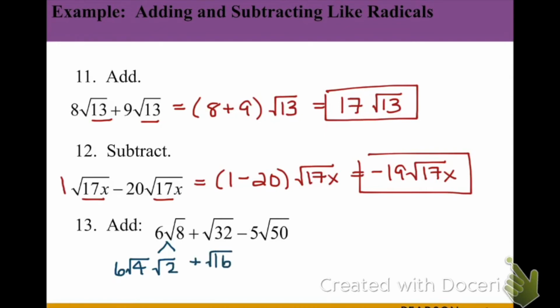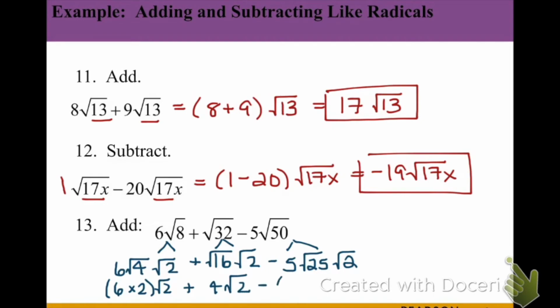Square root 32 breaks down to square root 16 times square root 2. And the minus 5, we can break down that square root 50 into 25 times 2, leaving us with those that we can then simplify. So for example, in that first one, if we take the square root of 4, we get 6 times 2 times that square root 2. Break down the square root of 16, giving us 4 times square root 2. And then the square root of 25 is 5, and so we get that 5 times 5 there.